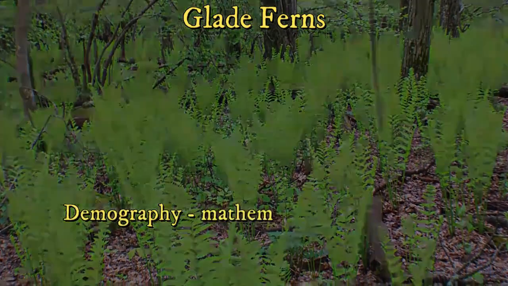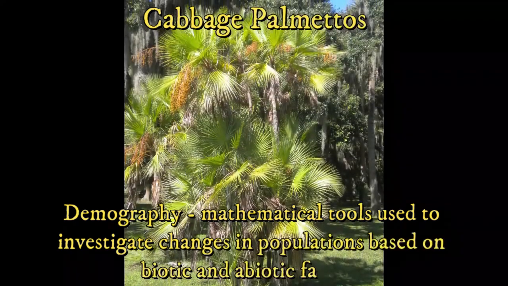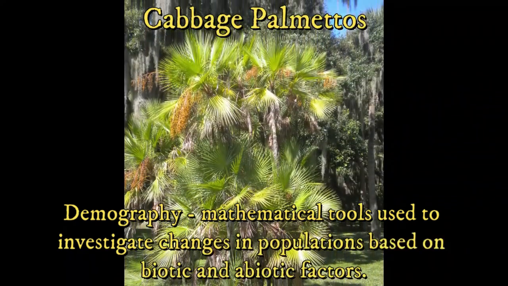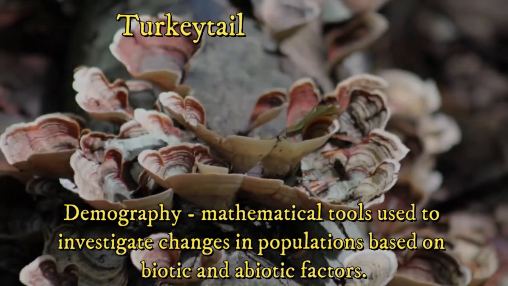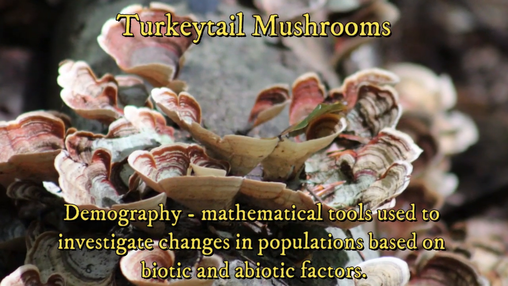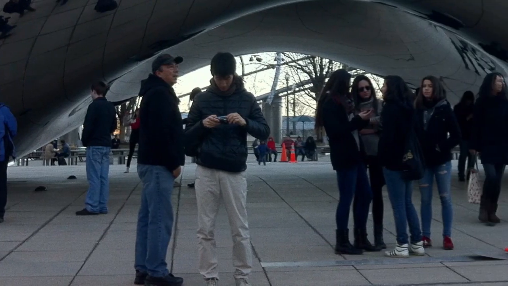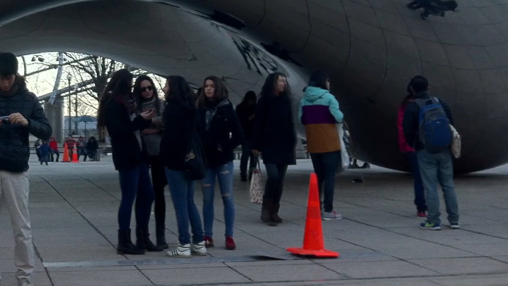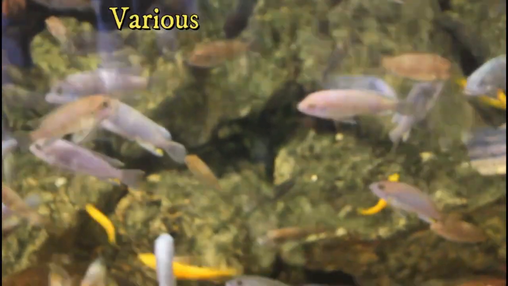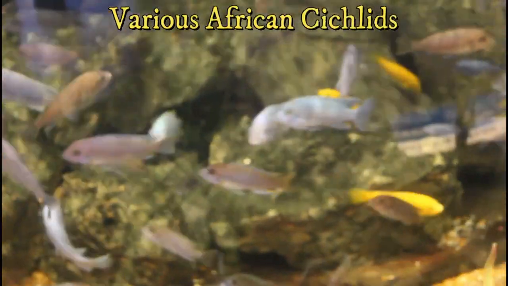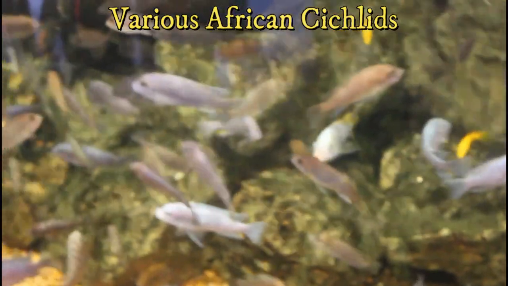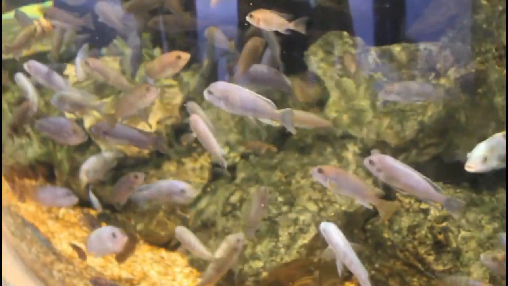Beginning with demography, which is a series of mathematical tools used to investigate changes in populations based on both biotic and abiotic factors. You may have heard of demography before, as it was originally designed for study in human populations. Of course, the main goal of population demography is counting individuals of a given species. As you can guess, it isn't always easy to get an exact figure. Therefore, ecologists employ various techniques to get an estimate.